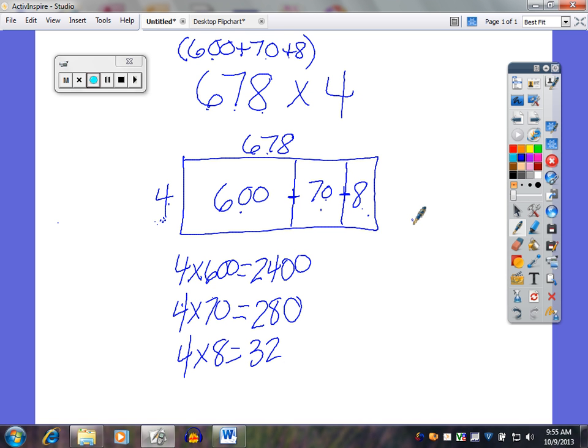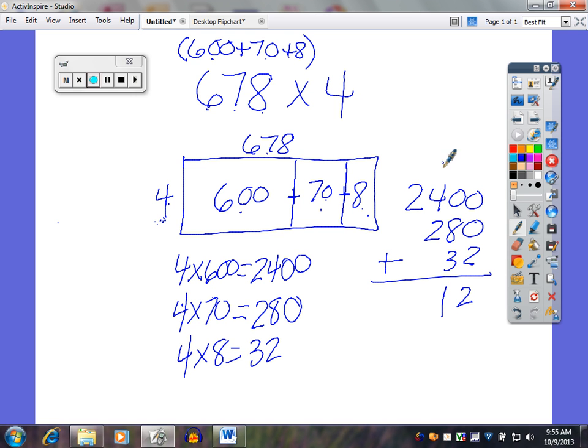Okay, now raise your hand if you can tell me my final step in solving using an area model. Jack? You add up all these answers. I'm going to add up all of my numbers. Okay, and so 0 plus 2 is? 2. 8 plus 3 is? 11. 1 down, 1 plus 4? 5. Plus 2? 7. 2 plus nothing? 2. So my answer is? 2,712.